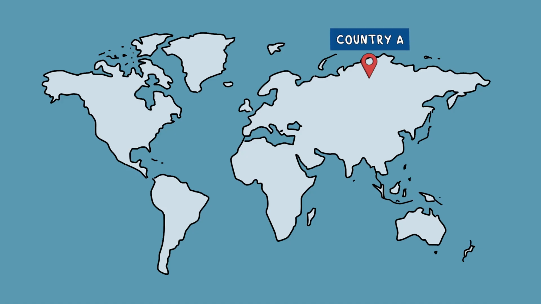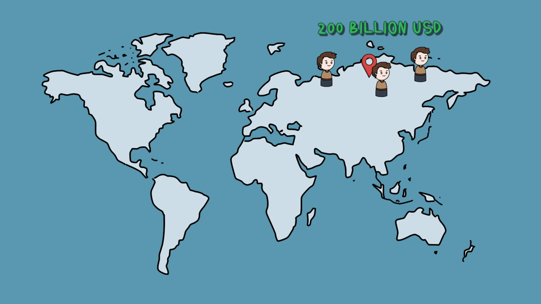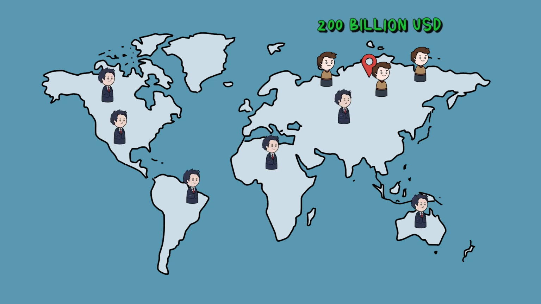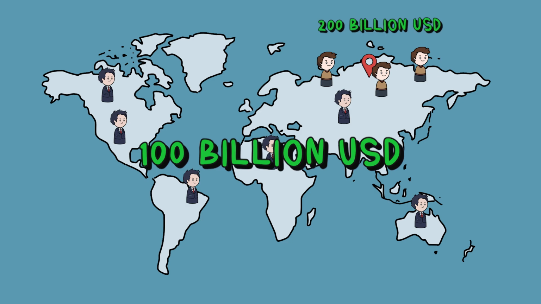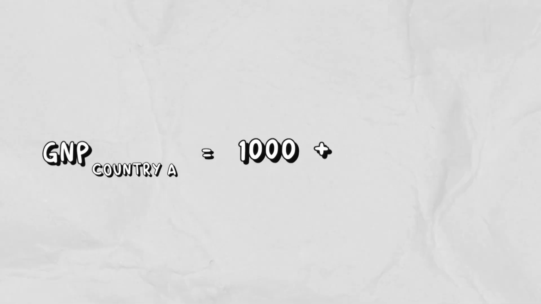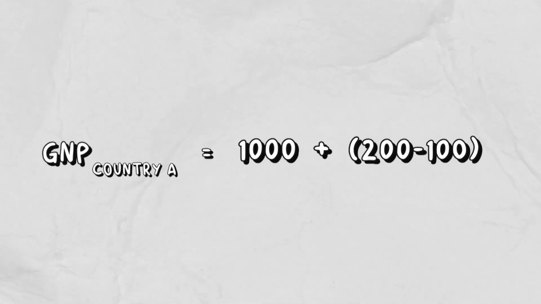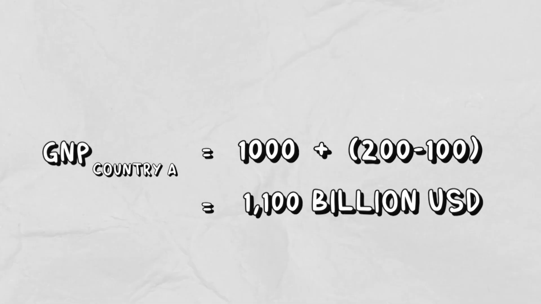Here's an example. Country A has a GDP of 1,000 billion USD. The citizens and businesses of this country earn 200 billion USD from economic activities abroad. Foreigners earn 100 billion USD from economic activities within country A. In this case, country A's GNP is 1,000 plus 200 minus 100, which is 1,100 billion USD.